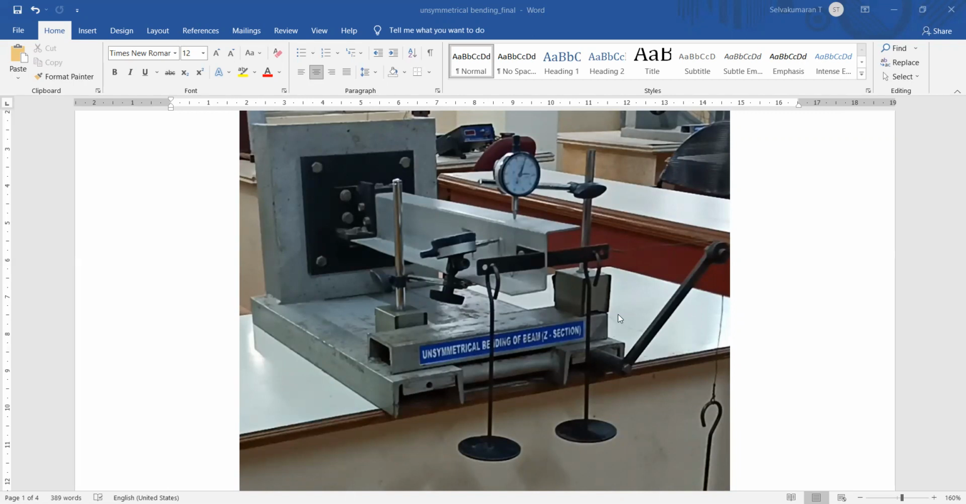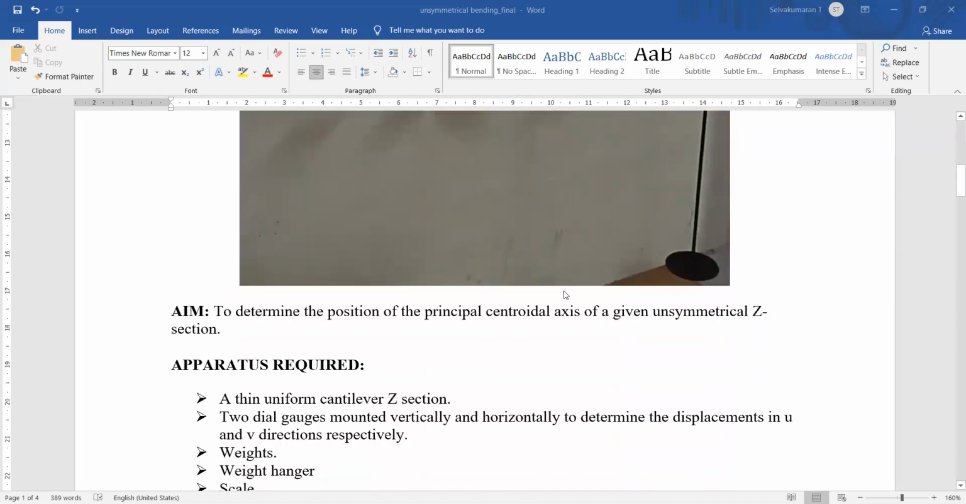After this explanation, a small video will be attached in which you can see the demonstration of the experiment, just a demonstration, of how the weights are being added and how the readings are being noted. We have not followed the same readings that are given on the dial gauge; that video is attached just for demonstration purposes.